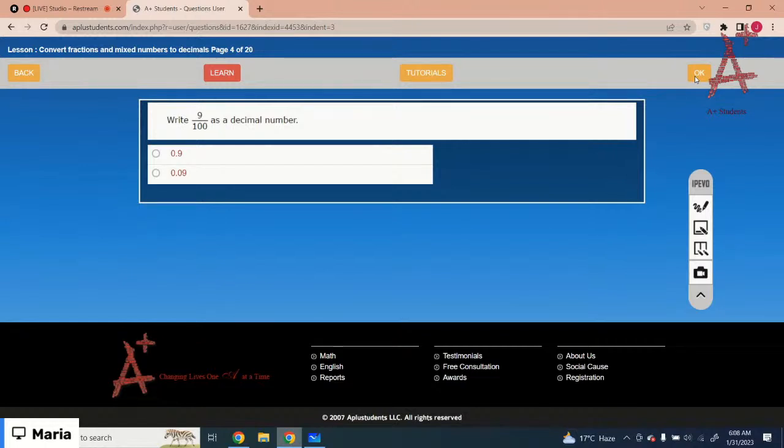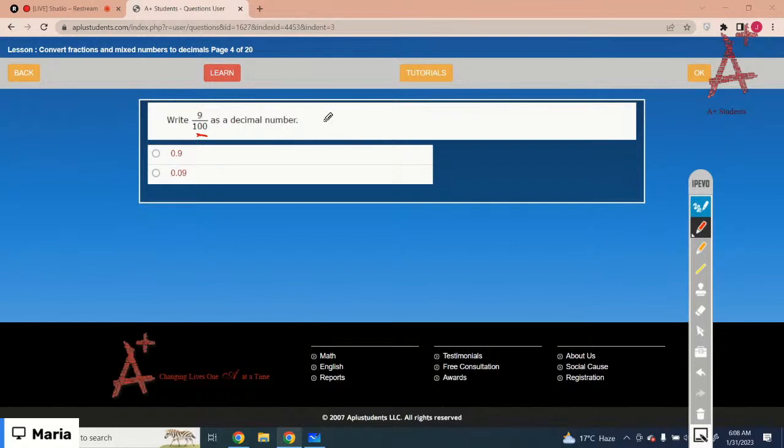Right, 9 by 100 as a decimal number. You have two zeros in the denominator. That means the answer must have two decimal places, like this one, 0.01. After the decimal point, you have two decimal places, 1, 2. So it would be 0.09. The correct option is 0.09.